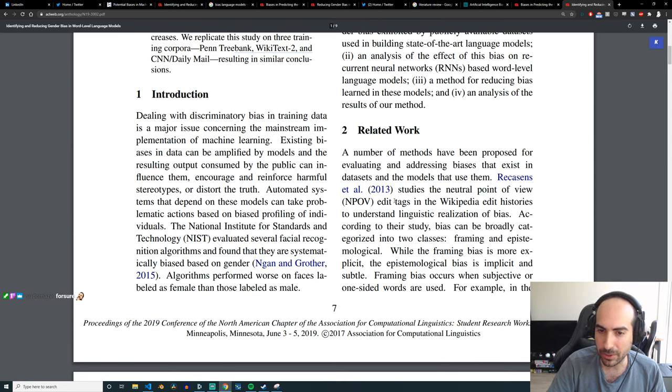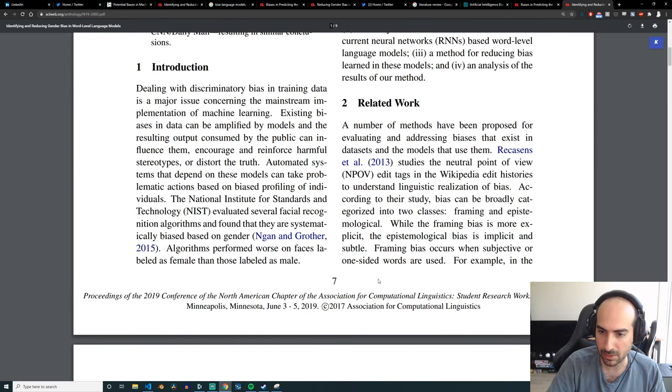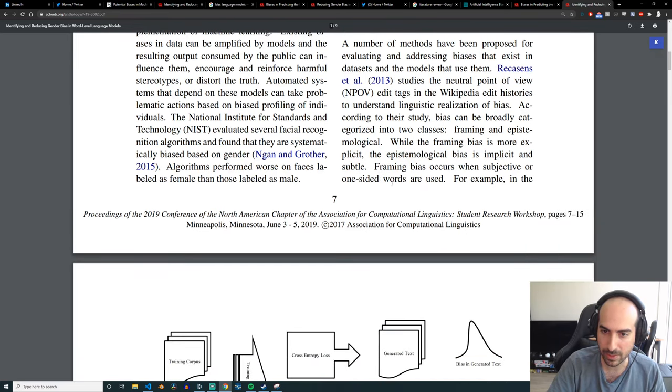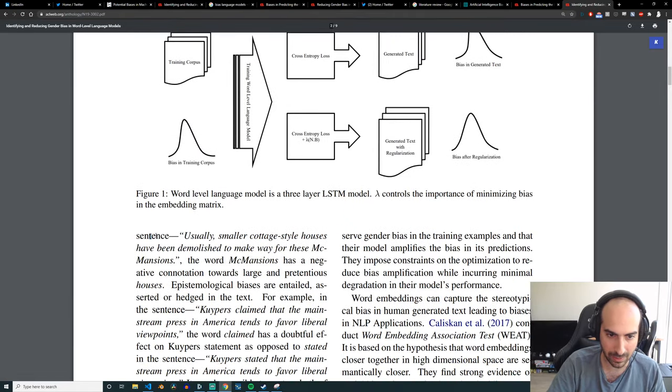So it studies the neutral point of view, edit tags, and edit history. According to their study, bias can be broadly categorized into two classes: framing and epistemological. While the framing bias is more explicit, the epistemological bias is implicit and subtle. Framing bias occurs when subjective or one-sided words are used. For example, in the sentence, "Usually smaller cottage-style houses have been demolished to make way for these McMansions," the word McMansion has a negative connotation towards large and pretentious houses.